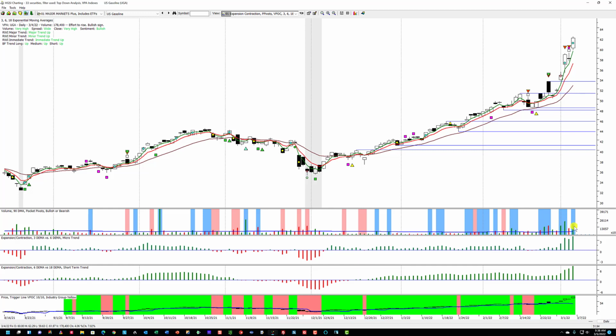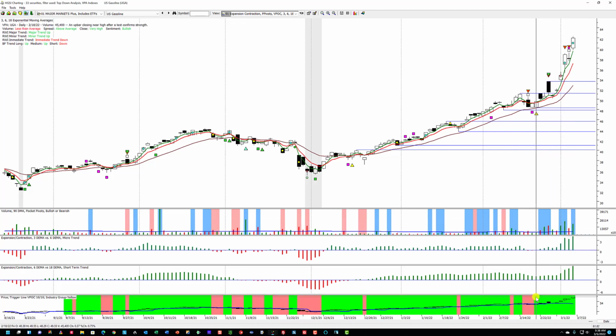So if the volume over the past 5 or 10 days on an up day is greater than any volume on a down day from the previous 5 or 10 days, you're going to get a blue line like this, and it just tells you that the buying pressure has been strong in gasoline on every one of these days.